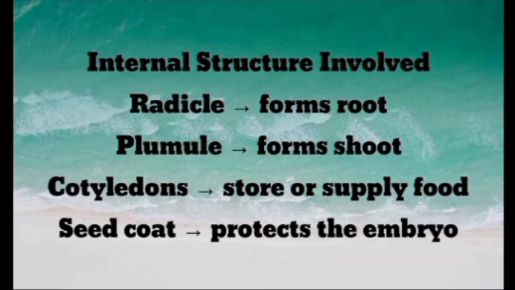Next, before proceeding towards seed germination, we have to discuss the internal structure of the seed, the internal parts of the seed that are involved in seed germination. Number one part is the radicle, and this is the part that converts into root. Next part is the plumule. This part forms the shoot of the plant. And the cotyledon stores or supplies food in the seed. It provides food to the growing embryo. And the last part is the seed coat. It protects the embryo. It is the hard outer covering outside the seed.